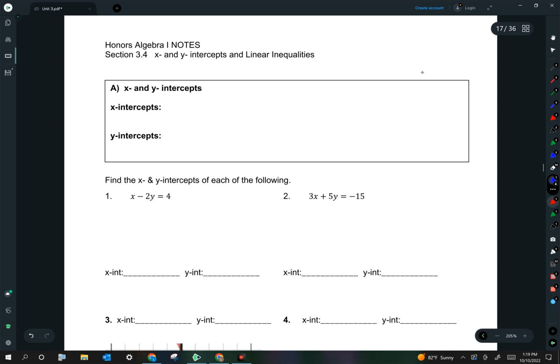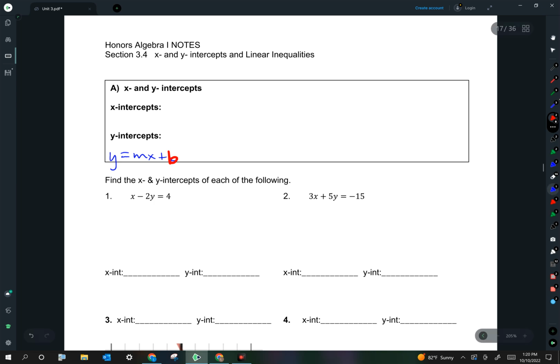So this is Algebra 1, Section 3.4, and this is all about x and y intercepts, and then we're going to go into linear inequalities. As we talked about last class, when we did y equals mx plus b, remember, that b number is the y-intercept. But sometimes we want to find x and y intercepts when it's not in that form.